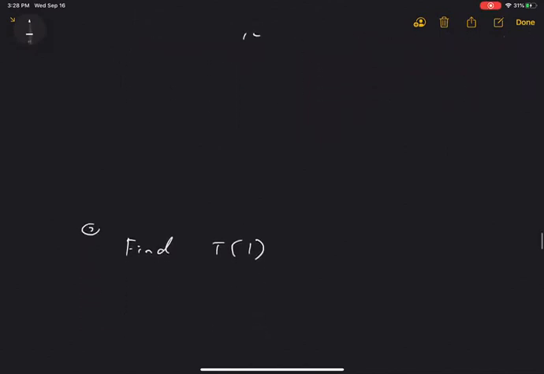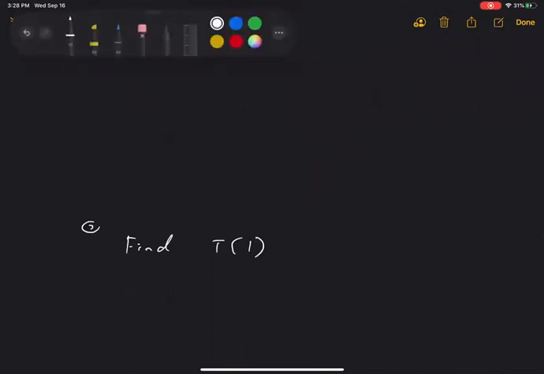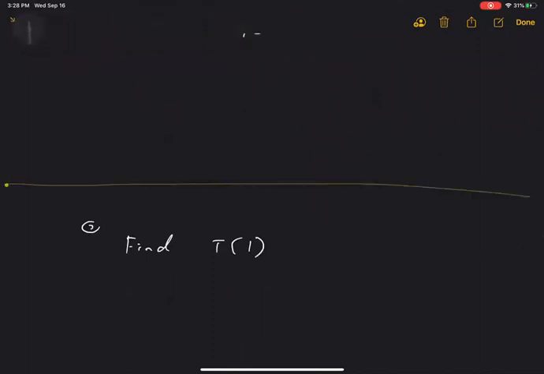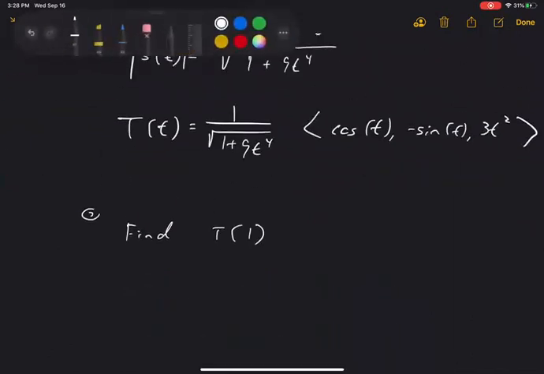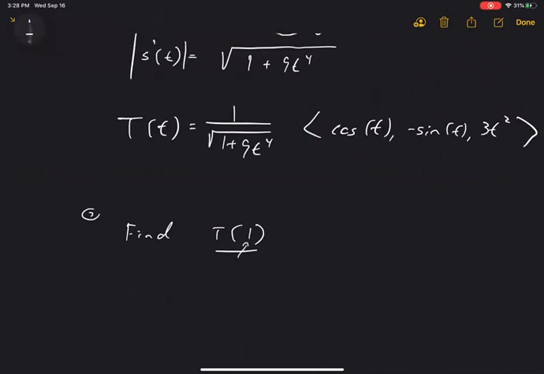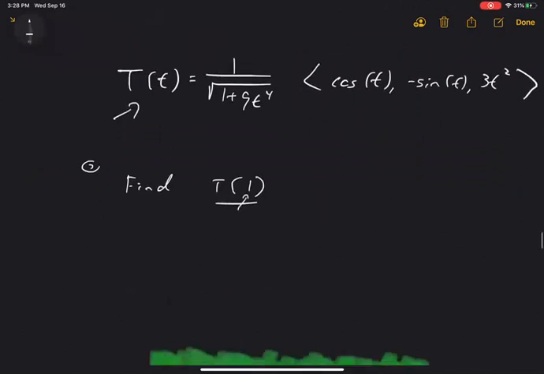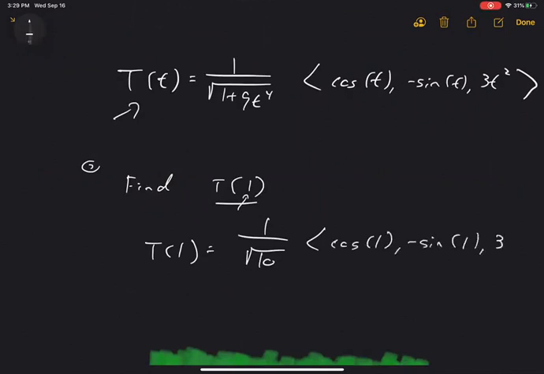Final problem: what if we want to find the unit tangent vector at a specific t value? Okay, well, I'll just take that value 1 and plug it into my equation here. So T of 1 will equal 1 over the square root of 10 times the vector cosine of 1, negative sine of 1, 3.